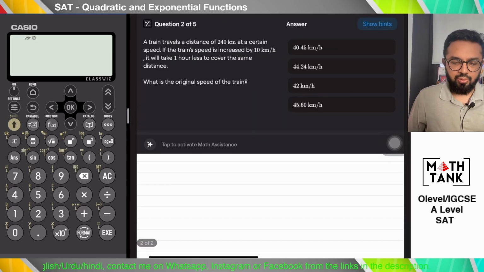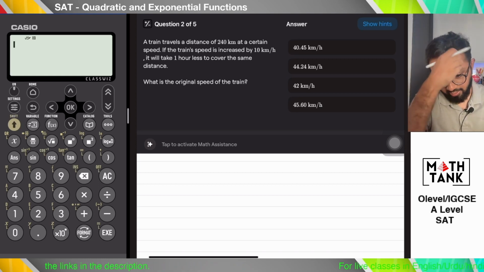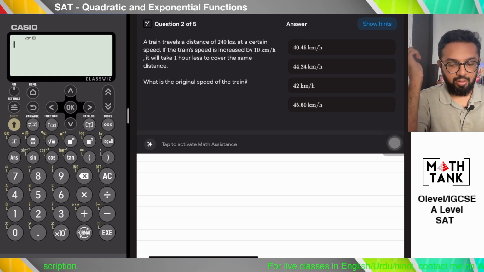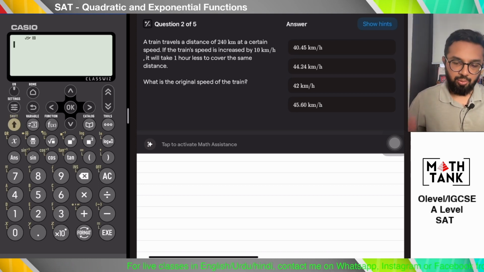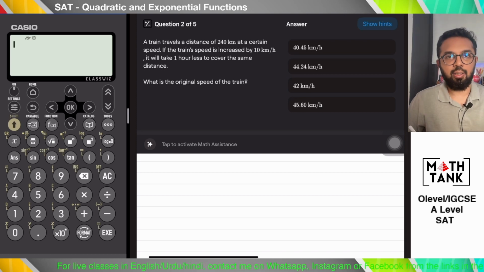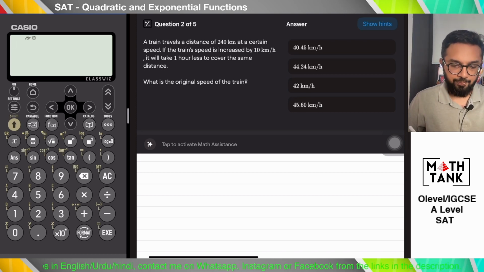Okay, question number two says, a train travels a distance of 240 kilometers at a certain speed. If the train speed is increased by 10 kilometers per hour, it will take 1 hour less to cover the same distance. What is the original speed of the train? Okay, so I'm probably going to end up with a quadratic equation here that I'm going to try to solve.